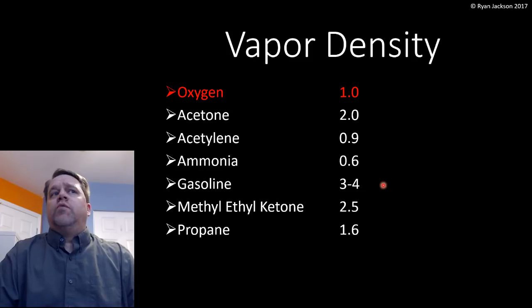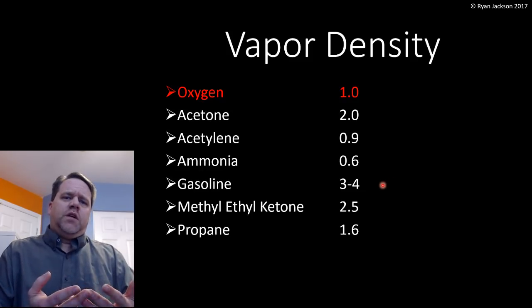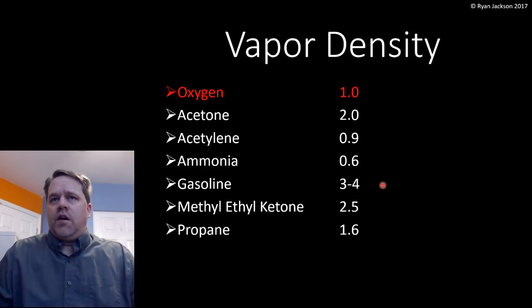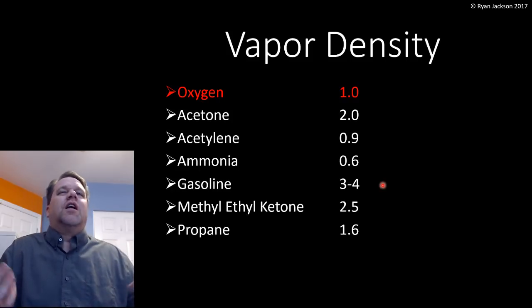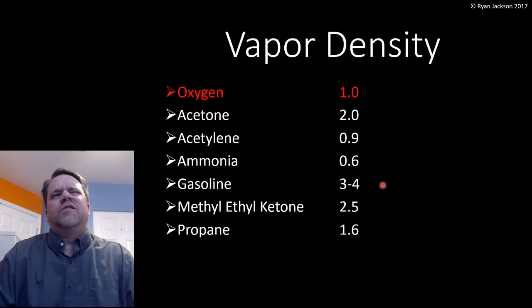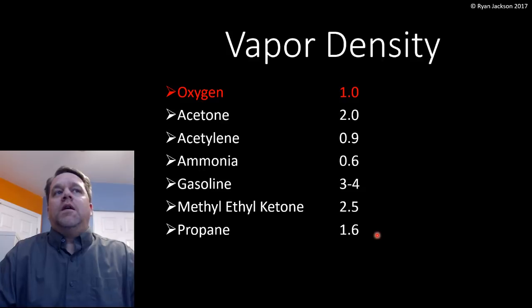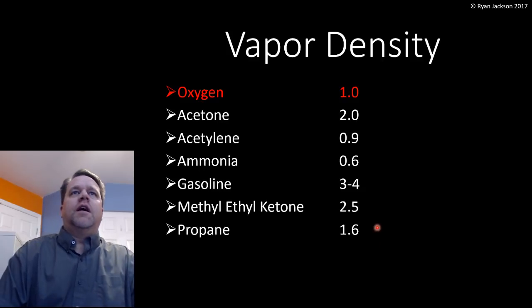Gasoline is 3 to 4. It's expressed in a range because not all gasolines are created equal. How much ethanol content do you have? What's the octane? There are a lot of variables when it comes to gasoline. So 3 to 4. Methyl ethyl ketone, 2.5. Propane, 1.6, both heavier than air.